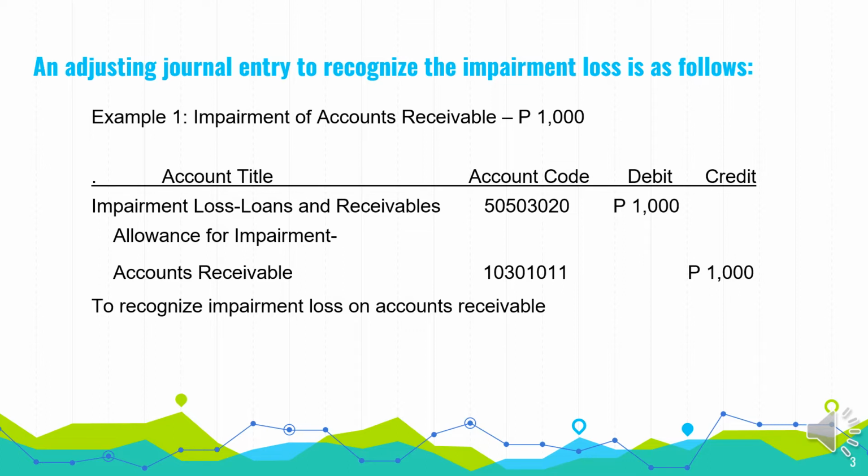If the loss on impairment is not given, then we can compute it by subtracting the new fair market value and current book value of the asset. In effect, the loss will reduce income in the income statement and reduce total assets on the balance sheet. So the adjusting journal entry to recognize the impairment loss on accounts receivable is debit impairment loss - loans and receivables amounting to 1,000 and credit allowance for impairment - accounts receivable amounting to 1,000.